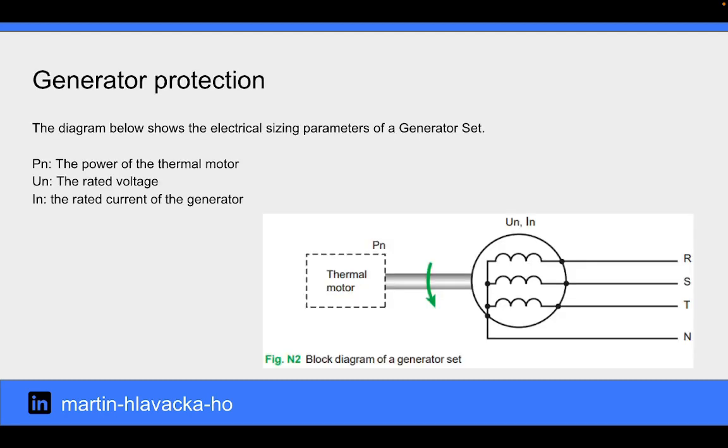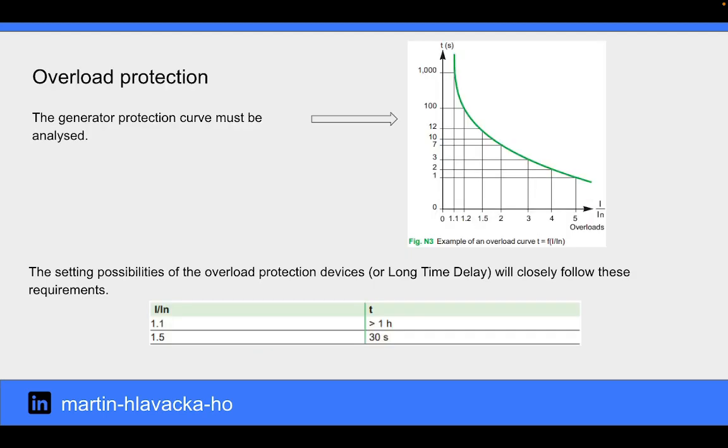Generator protection. The diagram below shows the electrical sizing parameters of a generator set. The generator protection curve must be analyzed. Standards and requirements of applications can also stipulate specific overload conditions.